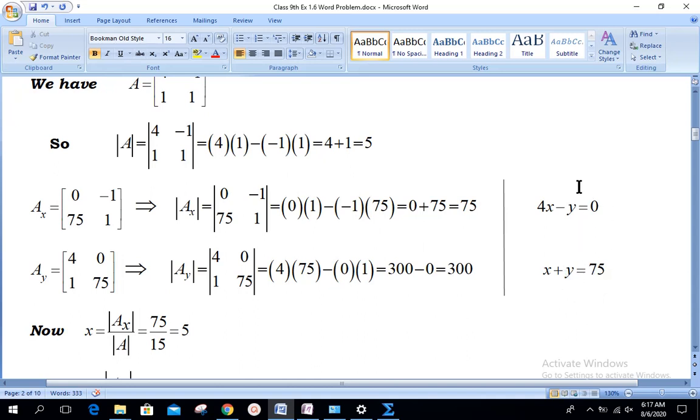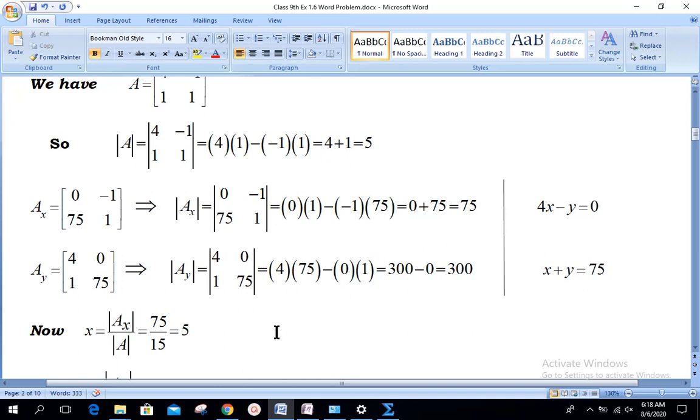Now for AY, this time 0, 75 will take the place of the second column. Second column it was minus 1, 1. Now the first column 4, 1 will remain the same. As the method is clear to you already, we have discussed, so I'm not going to explain more. Hope everything is well clear. So we have the determinant of AY on the same pattern. Applying the order of determinant, answer is 300.